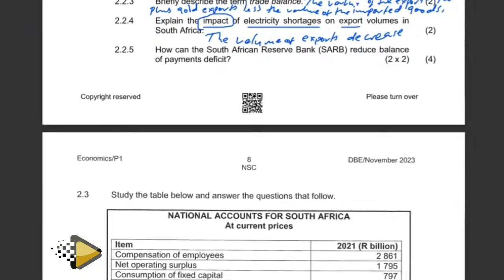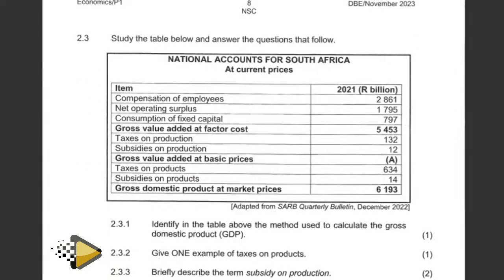Okay, right. So now moving on to 2.3. 2.3 reads as follows: Study the table below and answer the questions that follow. So now we are given this set of transactions. We have national accounts for South Africa at current prices. We have the item. We have the compensation of employees. We have net operating surplus, consumption of fixed capital. We also have gross value added.